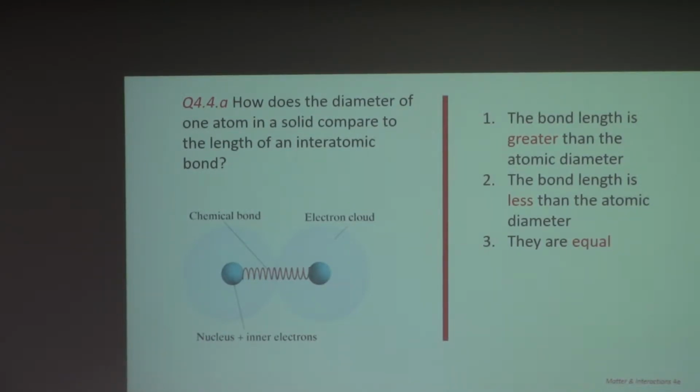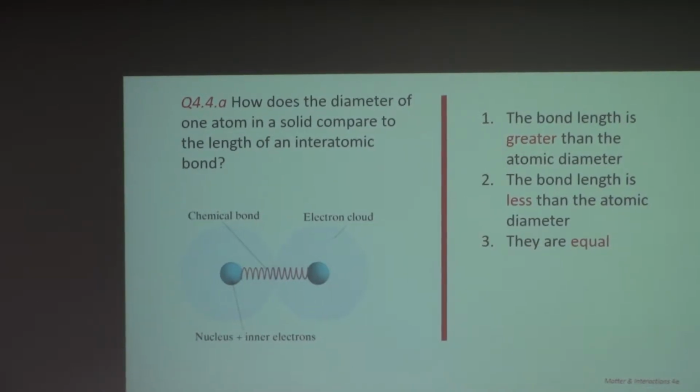The electron cloud, yes. When you talk about the diameter of an atom, you're actually talking about the diameter of the electron cloud, because that's what limits how close you can get to the atom. So we're talking about the diameter of the whole atom.